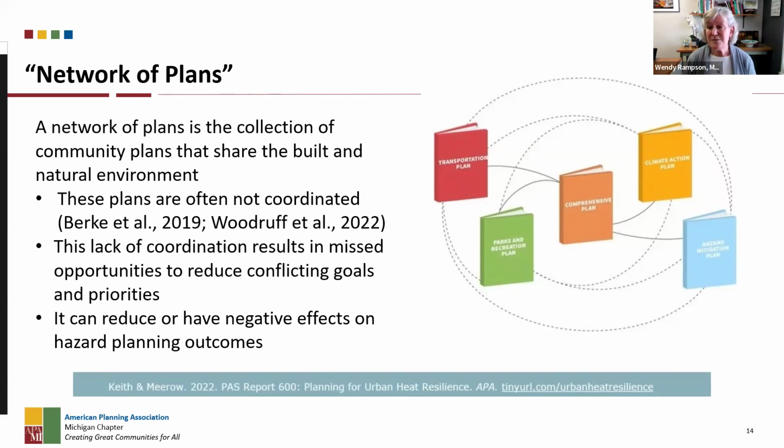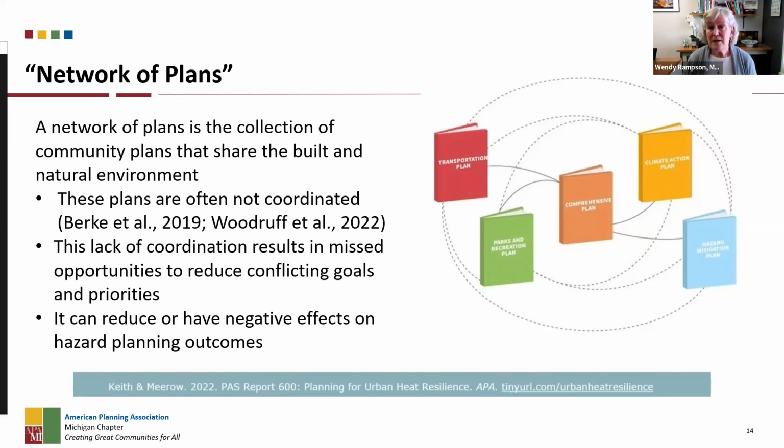Some of the reasons for this include the complexity of the network, that network of plans, the 6, 10, whatever plans, lack of incentives or requirements to coordinate, so those organizational silos, limited staff capacity, we're all very familiar with that, and also the challenge of incorporating climate and hazard projections.